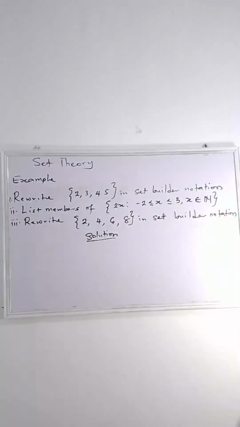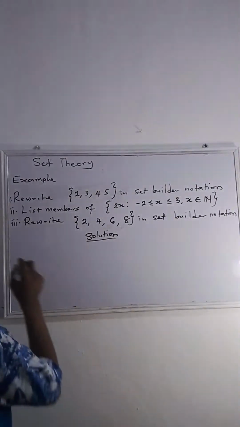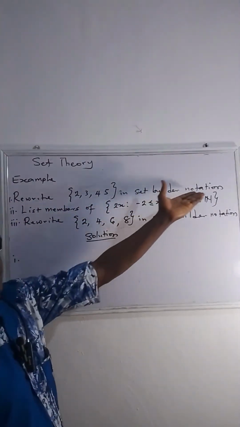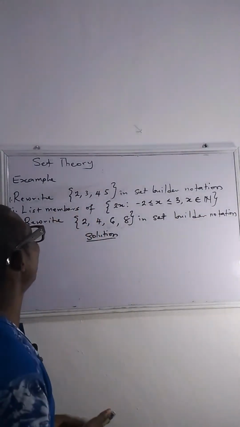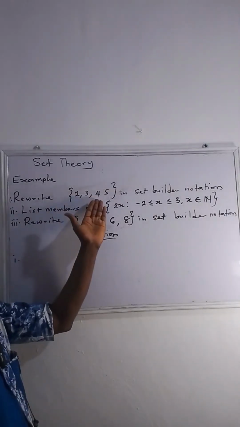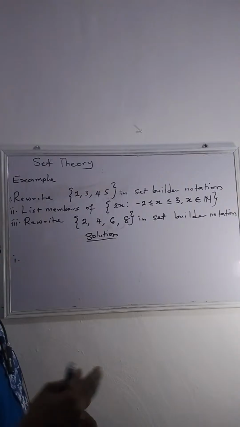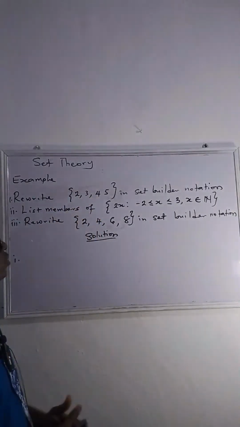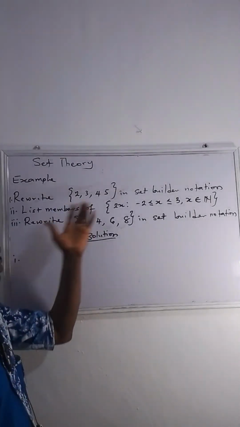All right, now let's look at the sets of questions we have here. The first one, you have to rewrite this in set builder notation. For me to rewrite, the first thing is I have to examine the set of numbers we have here. They are a set of counting numbers, so they are natural numbers. I can also look at them as whole numbers, that is, integers.